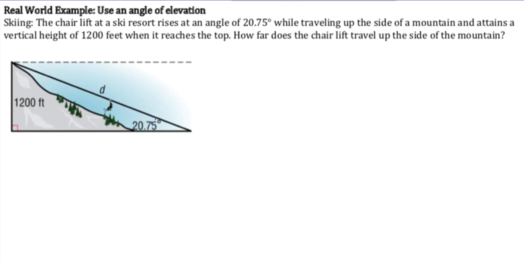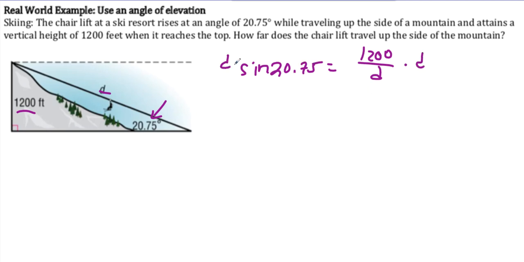So what we have here is opposite and hypotenuse, and hopefully within one second you recognize that to be sine. Here's my angle, that's my function input. Sine of 20.75 is equal to 1200 over d. Now, I showed a shortcut in class where these basically swap over, but what's happening is you multiply by d on both sides. I'll walk you through the algebra. That cancels out, so you have d sine 20.75 is equal to 1200.